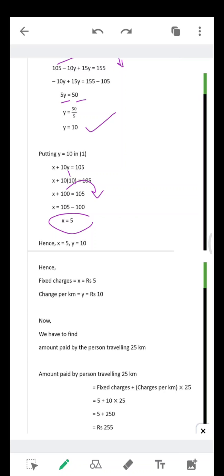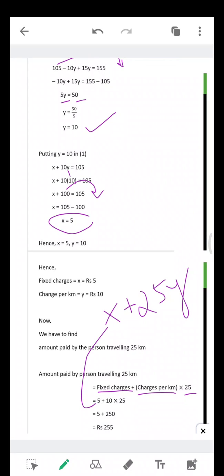Now we have to find how much amount the person will pay if he travels 25 kilometer. This was also asked. So what will be the equation? It will be fixed charge plus charge per kilometer into 25, or you can say x plus 25y. This will be our equation. So what are our x and y values? X is 5, so I have taken 5, and y is 10 here. Okay, y is not 25, y is 10. So x plus 25 into 10, that will be 255. So if a person travels 25 kilometer, he will pay 255 rupees.